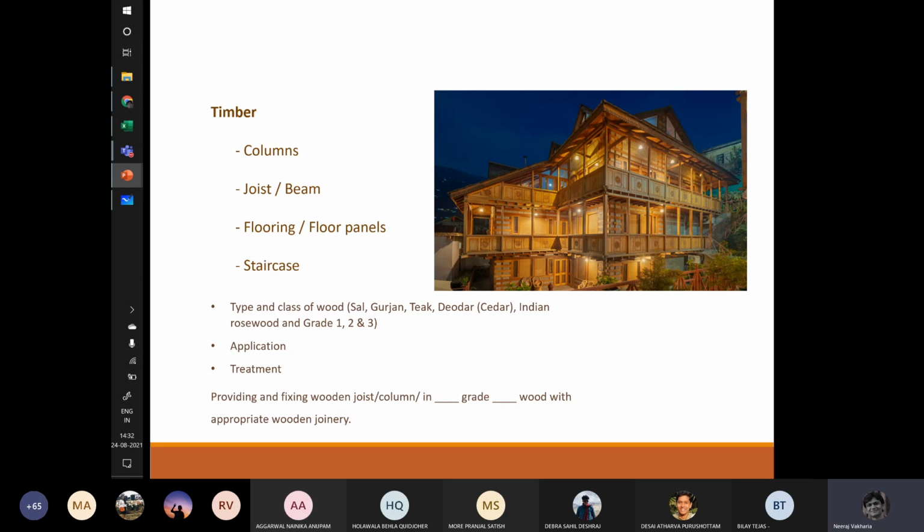Is it clear for timber? Does anyone have any questions, any doubts regarding this, regarding their own project for Tech Studio?